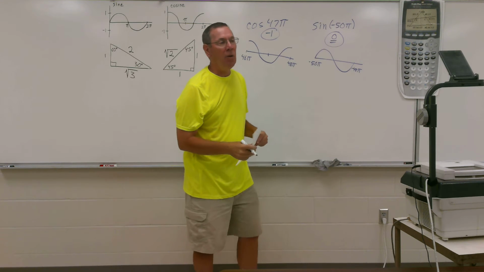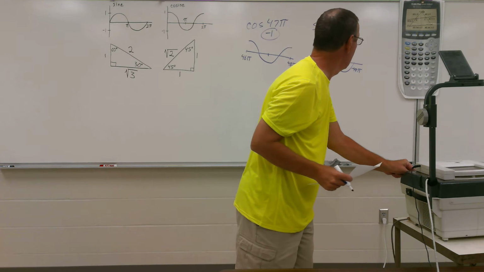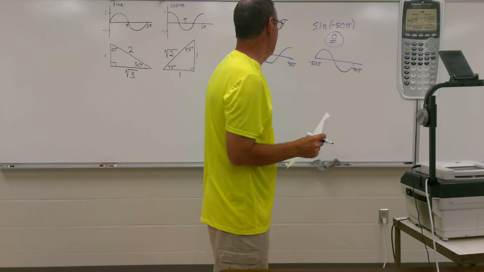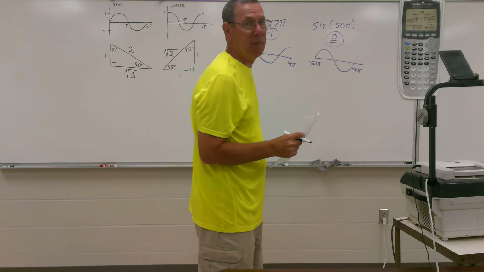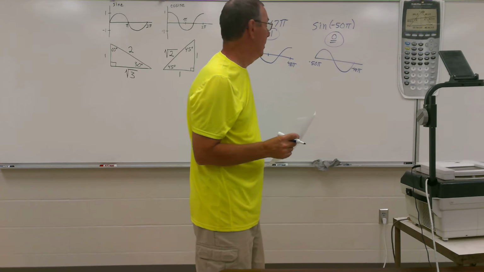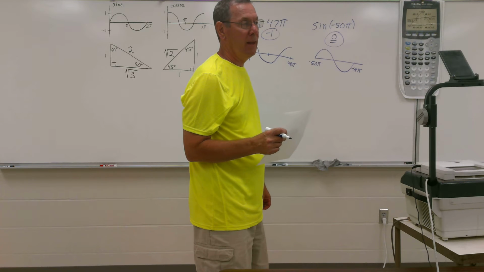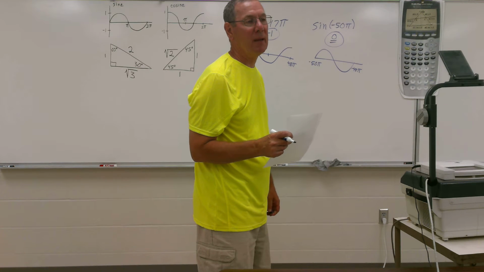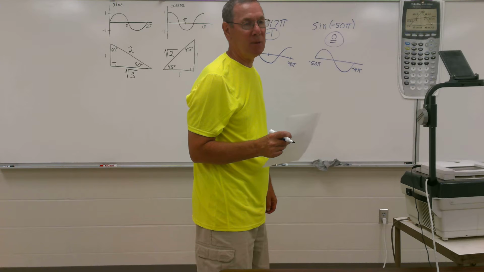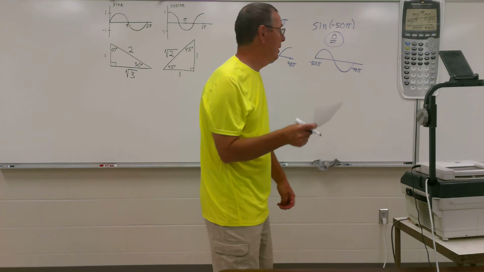Okay, with your graphing calculator, take a second and punch in -50 pi and see if it shows 0. It'll probably show something like -2.7 e to the -13th or something like that. That thing is a 0. It will give you a 0.